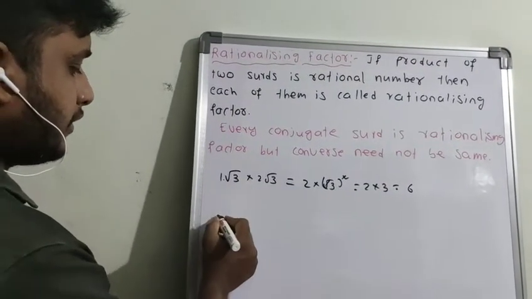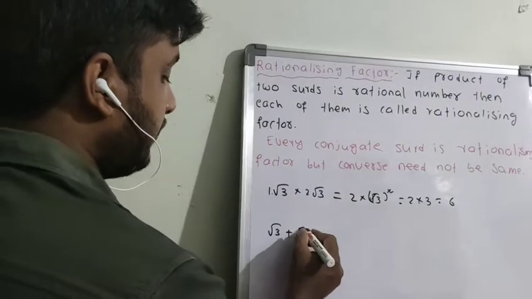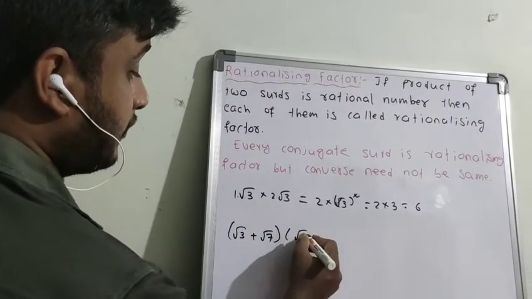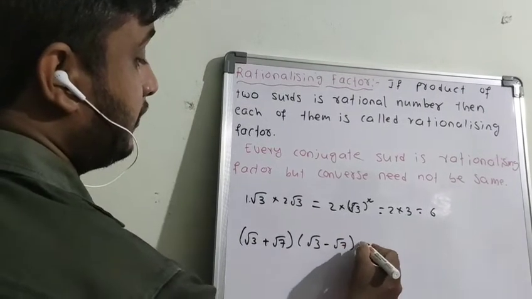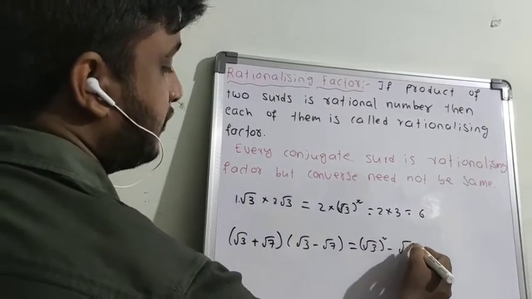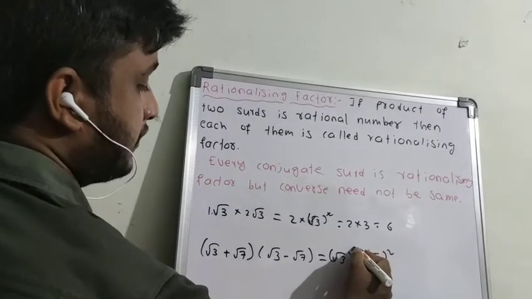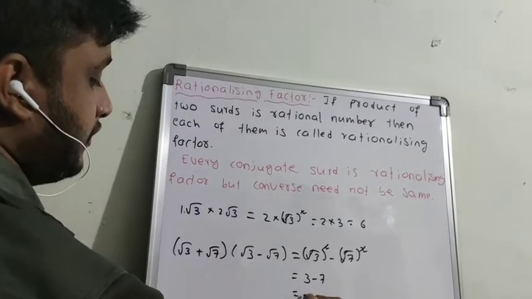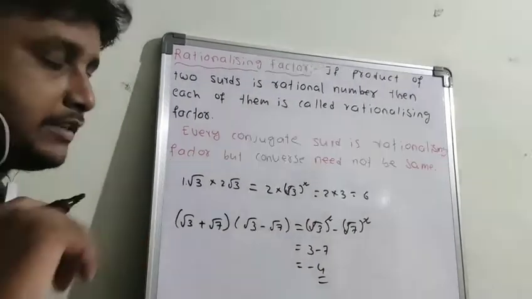Say for example, root 3 plus root 7 is there. So what is the rationalizing factor? It's the conjugate, root 3 minus root 7. Applying a plus b into a minus b, we get root 3 whole square minus root 7 whole square, and the square roots get cancelled. Then 3 minus 7 is equal to minus 4, which is a rational number.